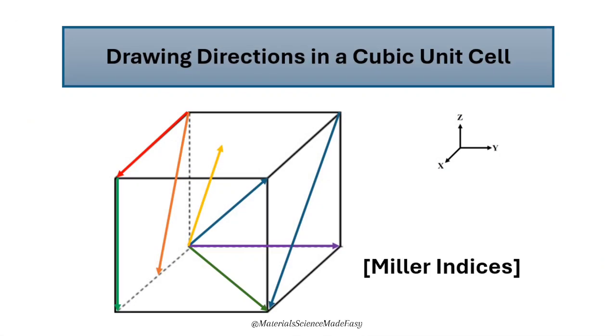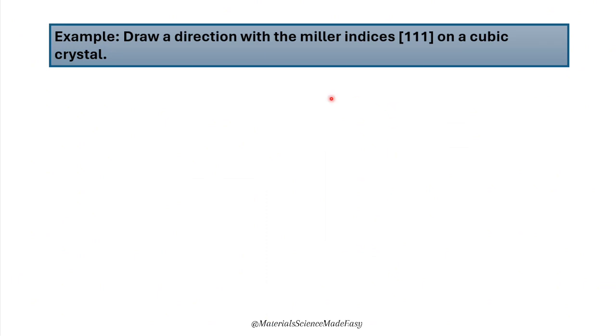Hello, let us learn how to draw directions in a cubic unit cell. I will start by just moving right into an example. In this example, we're supposed to draw a direction with the Miller indices 1, 1, 1 on a cubic crystal. To do this, I normally start by labeling the X, the Y, and the Z on my given Miller indices. Next, I draw a cube.